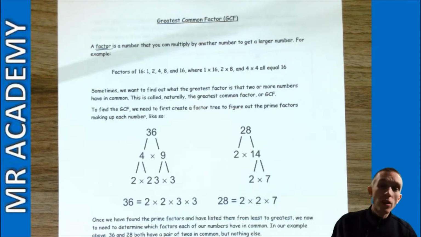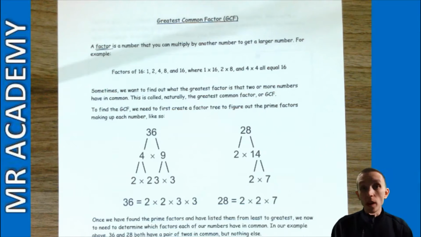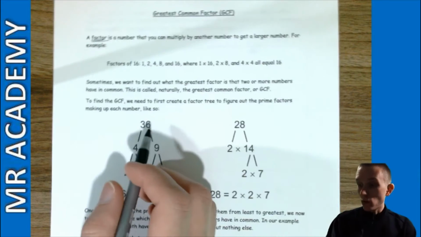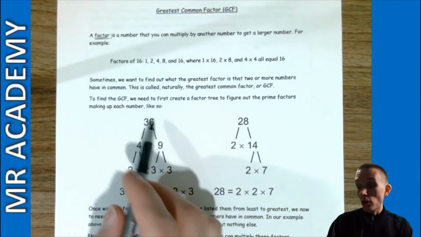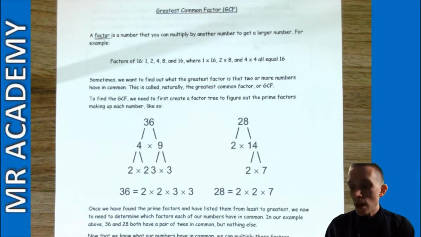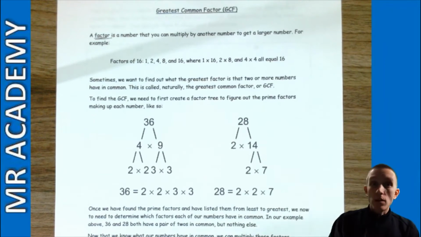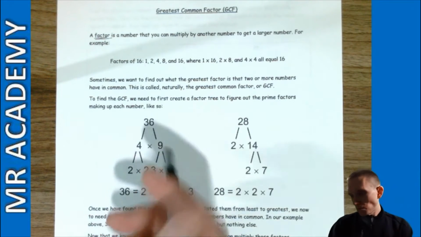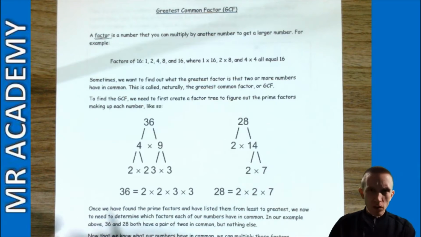So first thing we need to do is we need some numbers. Well, what do you know? We just happen to have some numbers here. We have 36, we have 28. Those are the two numbers that we're going to start with today. And just like our last video, we are going to make factor trees out of those. So this is already done for us. Okay, this is just an example. We're going to do our own in just a little bit here.